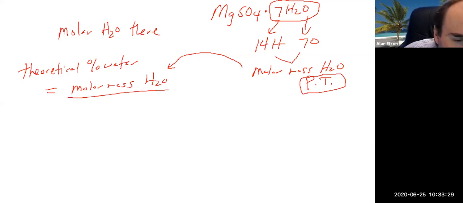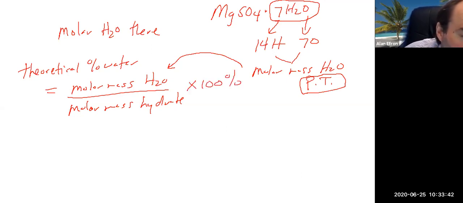You would divide it by the molar mass, also from the periodic table, of the entire hydrate. So that's the 1 magnesium, the 1 sulfur, the 4 oxygens, and the 7 waters. And you would times it by 100%. So that will give you your theoretical percentage of water in that hydrate. The theoretical percentage of water in the hydrate is ideally what your experimental percentage should come out to. They should hopefully be very close to each other.